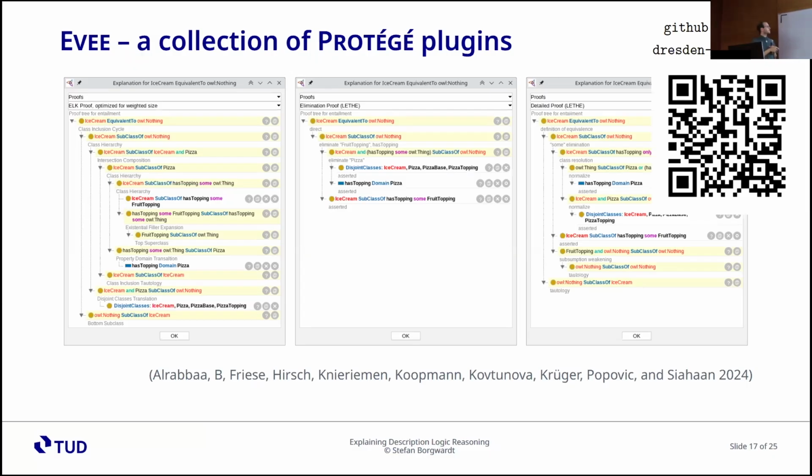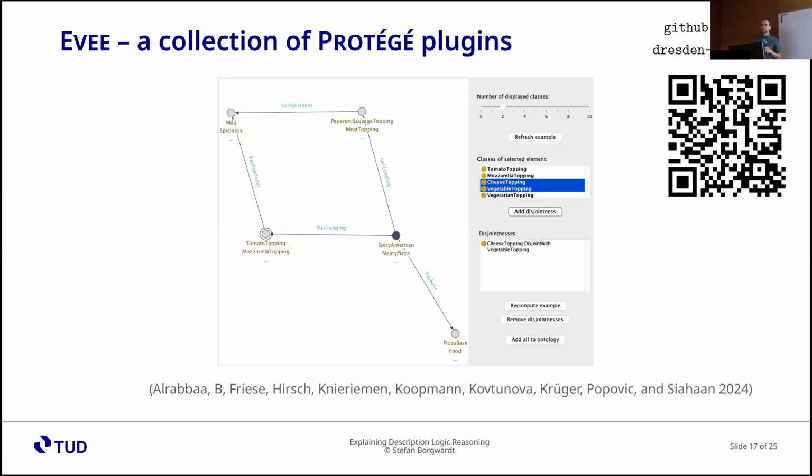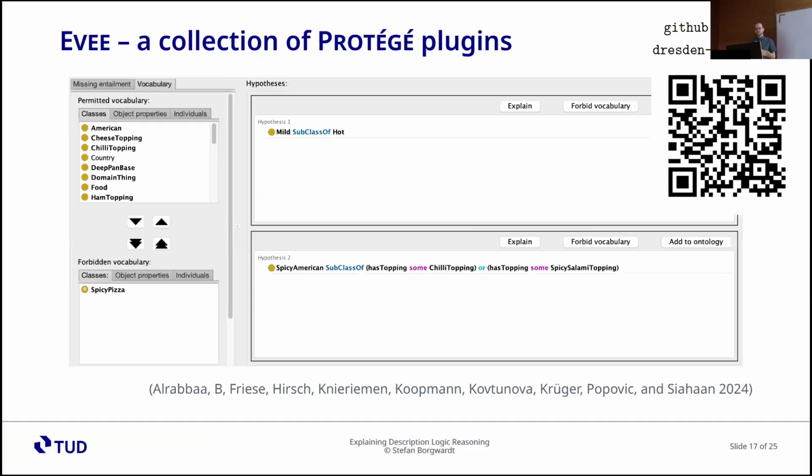Basically, we have different ways of showing proofs from different techniques. We have counterexamples, again, different algorithms that you can choose there. As I said in the beginning, there's not always just one best method of explaining, but you can choose the one that you like most. And we also support this abduction task where we can specify a vocabulary and then choose from the hypotheses that are generated by the abduction solver.